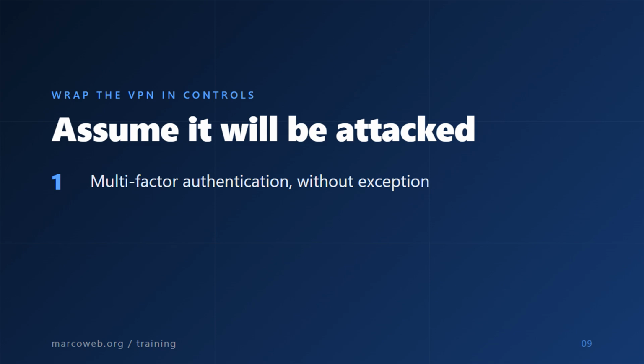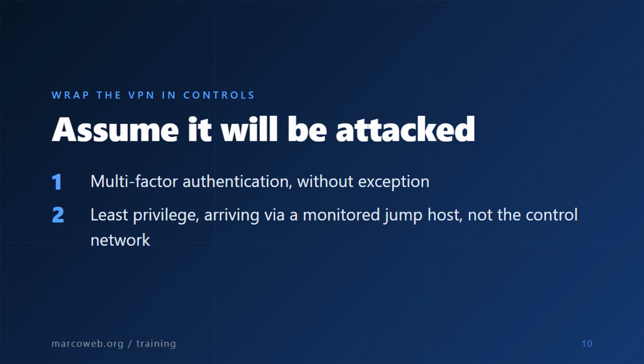First, multi-factor authentication, without exception. A remote access path protected by a password alone is the Colonial Pipeline failure waiting to repeat. Second, least privilege. Remote users should arrive in a tightly scoped segment, ideally via a monitored jump host, not dropped straight onto the control network.